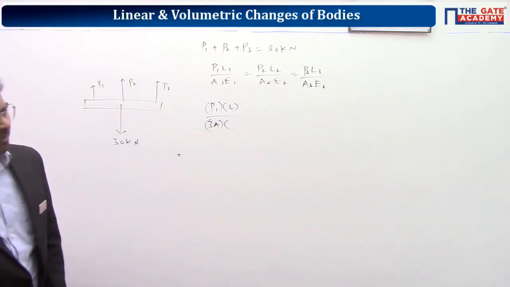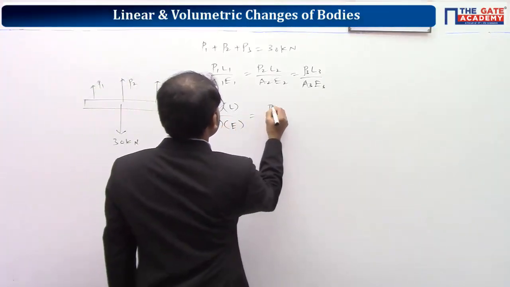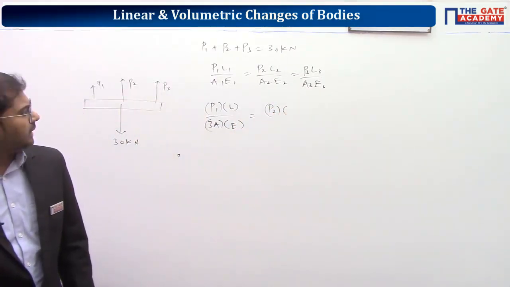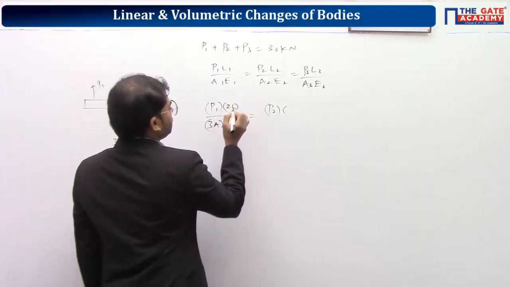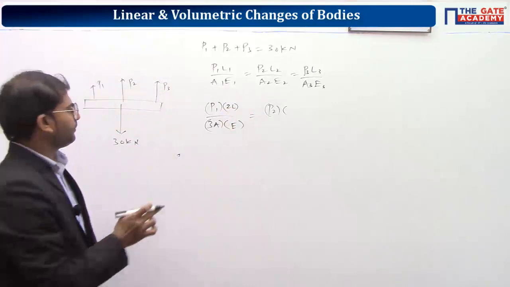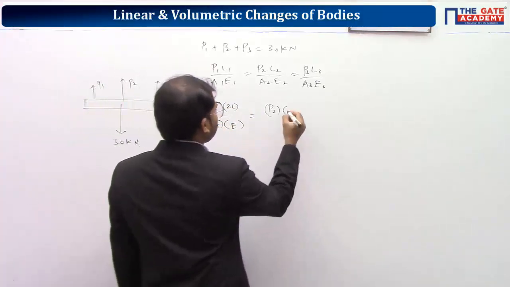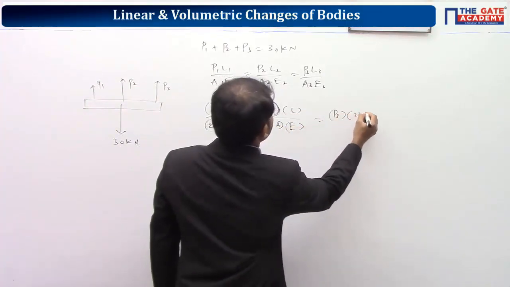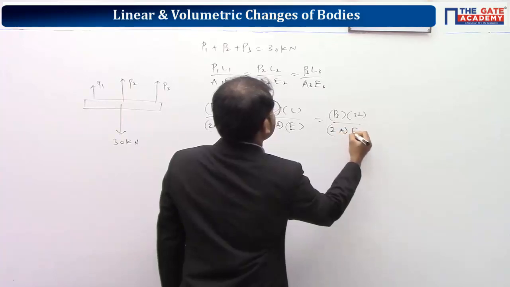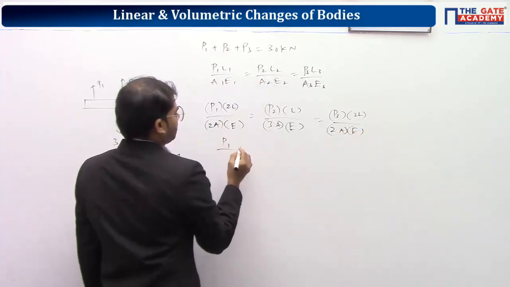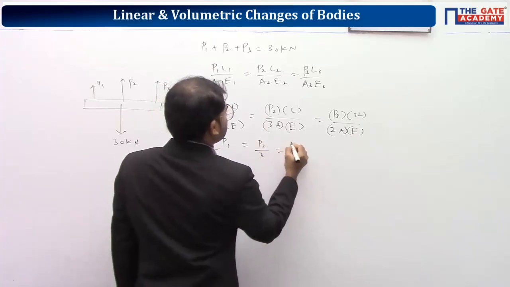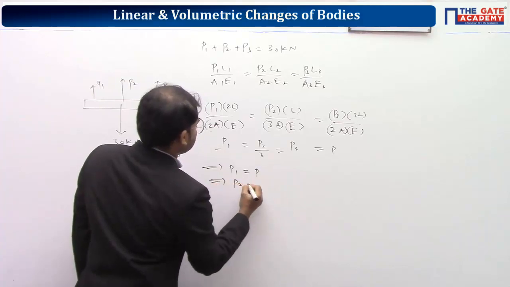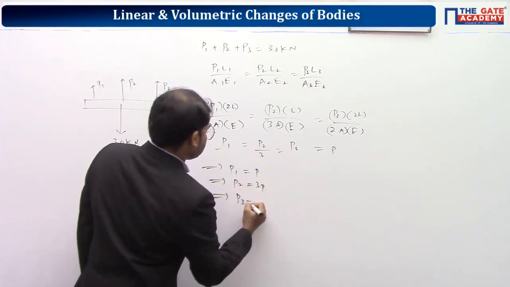All the rods are made of the same material, so same Young's modulus. For P2, the length is little less. Central one is L, outer one is 2L, and area is 2A. So P2 into L by 3A into Young's modulus is equal to P3 into 2L by 2A into Young's modulus. This gives P1 is equal to P2 by 3 is equal to P3. So take it as P: P1 is equal to P, P2 is equal to 3P, P3 is equal to P.